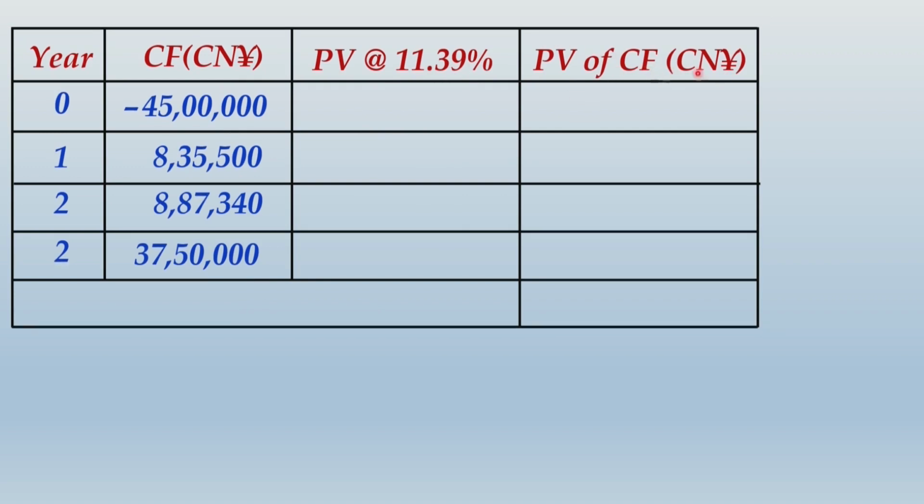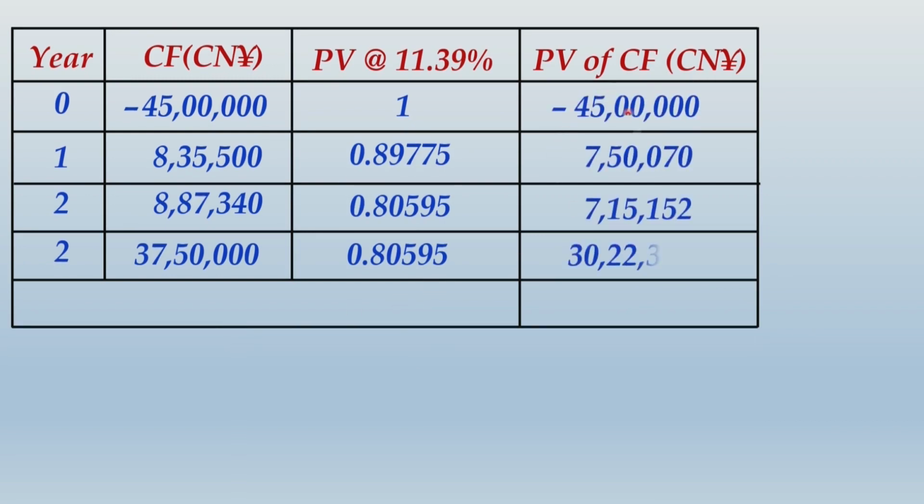Now PV of cash flows in Chinese yuan. To compute this, you have to first plot the PV factors at 11.39% and then multiply these PV factors to the cash flow values, and you finally get the PV of cash flows in Chinese yuan. All outflows and inflows have been considered. So finally what you get will directly give you the NPV of the cash flows, and that comes to negative 12,645 in terms of Chinese yuan. So do one thing friends, before we conclude anything further, please write up these calculations.